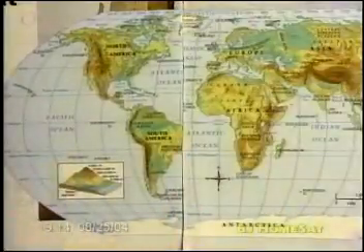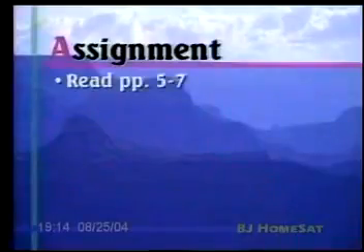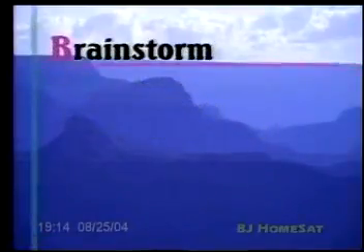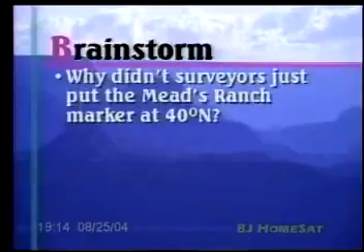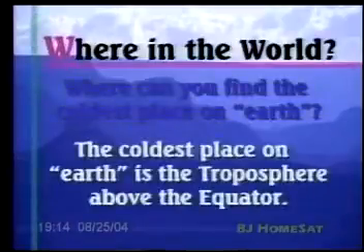Now for your assignment today, you need to go ahead and read pages 5 through 7, complete the section review on page 7, and complete activity 1-3 as well. As you read, try to figure out, why didn't surveyors just put the Meads Ranch marker at 40 degrees north? And our answer to our where in the world question, the coldest place on Earth, is actually in the atmosphere, the troposphere above the equator.